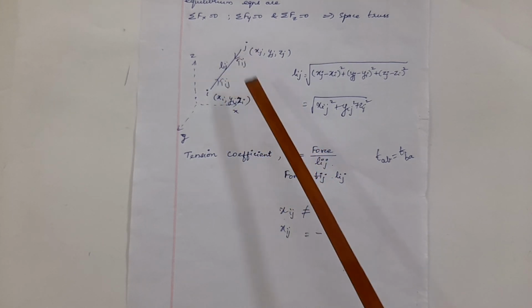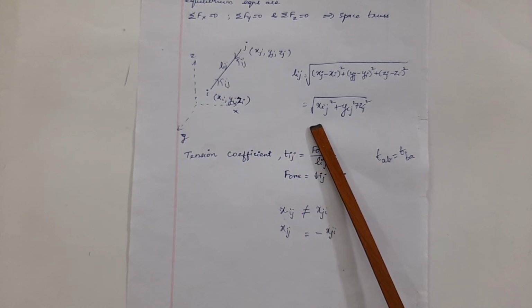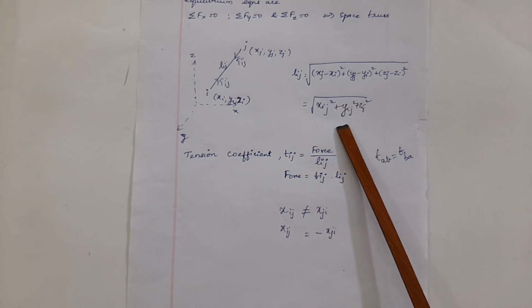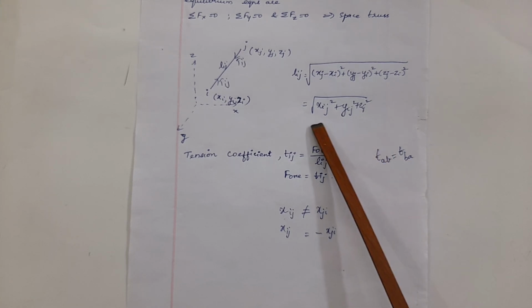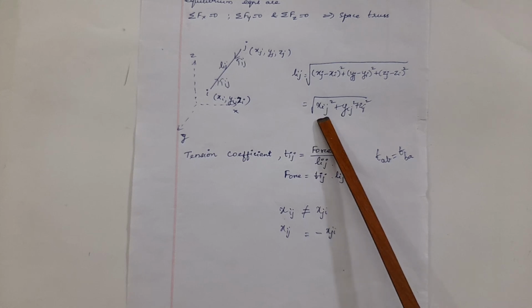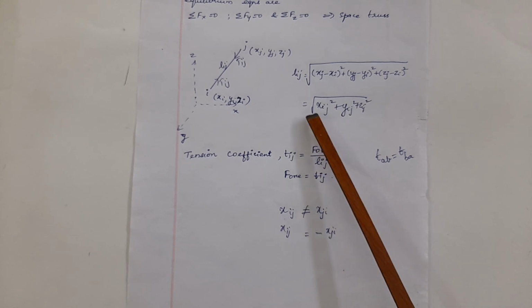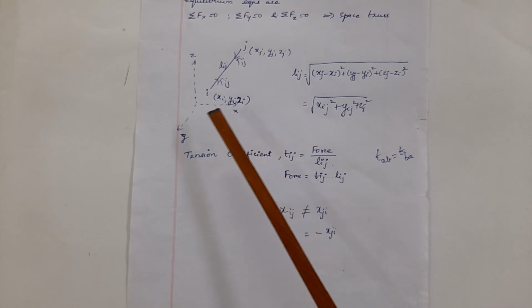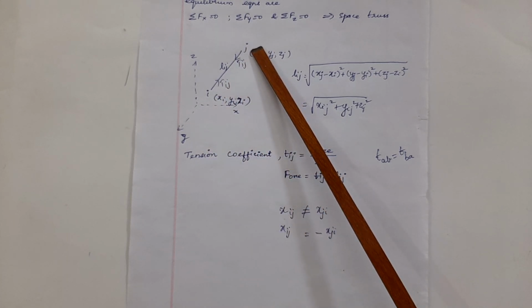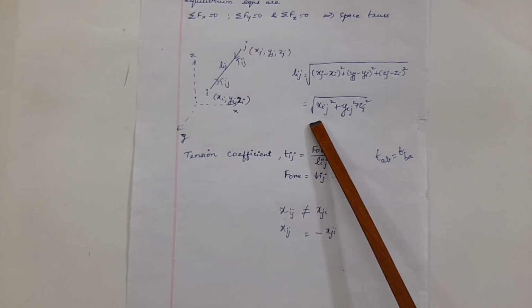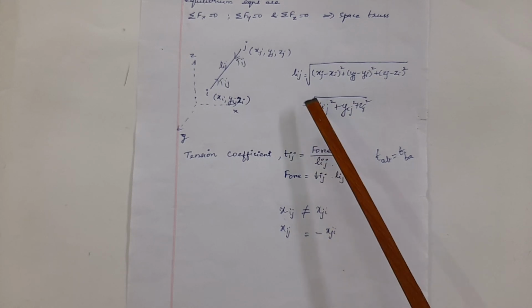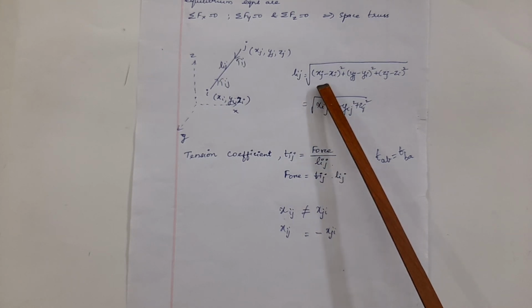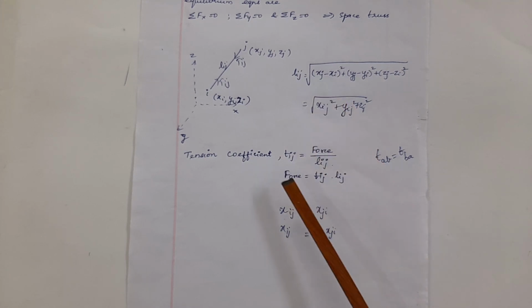Length of this member can be determined by the root of xij squared plus yij squared plus zij squared. So I can write xij as xj minus xi. I told you i is the near end, j is the far end. If I write xij, I write xj minus xi. That is the x coordinate of the far end minus x coordinate of the near end.